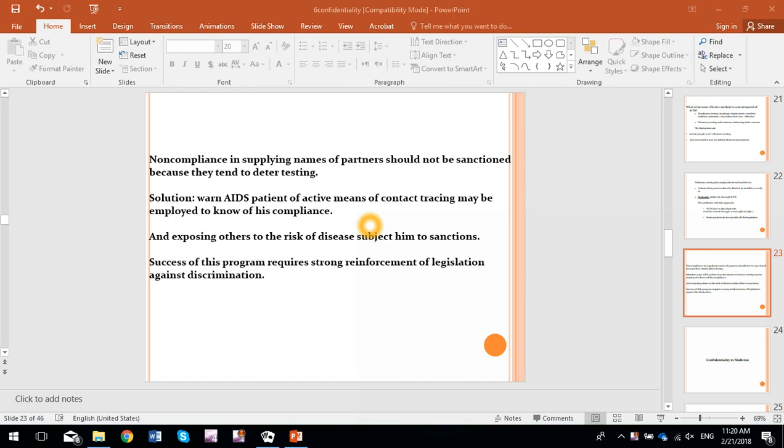We don't need the HIV positive patient to be the victim of discrimination against employment, against housing, against schooling, and at the same time, we promote the program of voluntary testing and voluntary informing with warning.